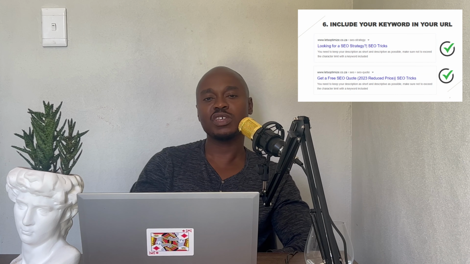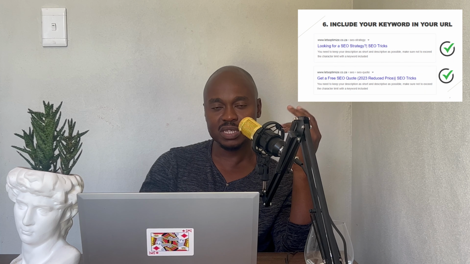Let's move on to the 6th one. Include your keyword in your URL. Not only is this a ranking signal, but it also increases your click-through rate. How? People will search for whatever they're searching for, and they will be served with lots of search results. On these search results, people will look at the URL. They don't know that they're looking at the URL, but they definitely look at the URL.